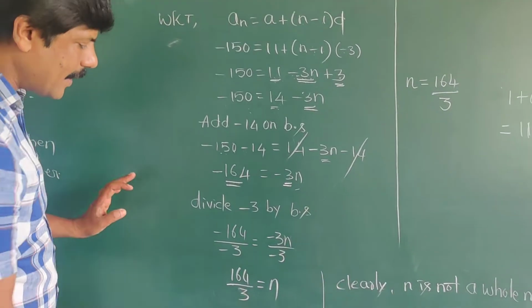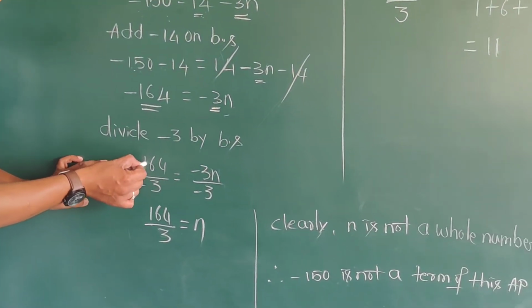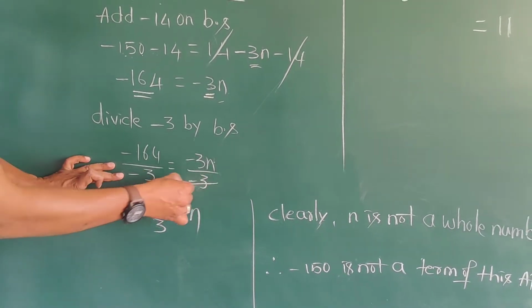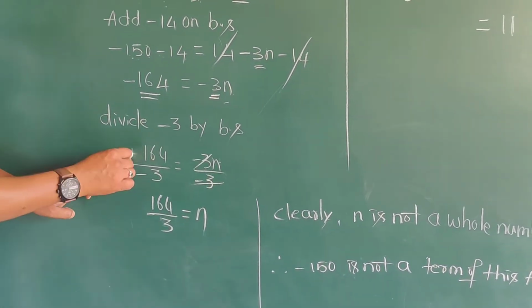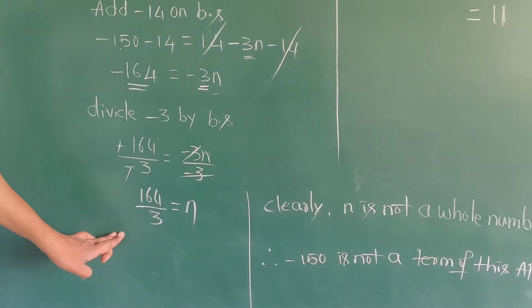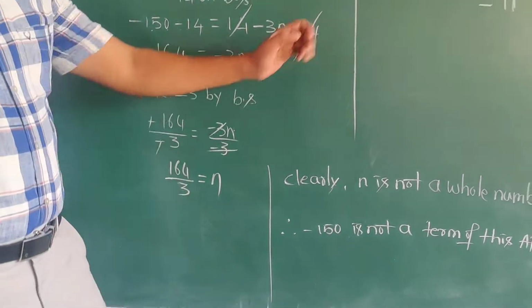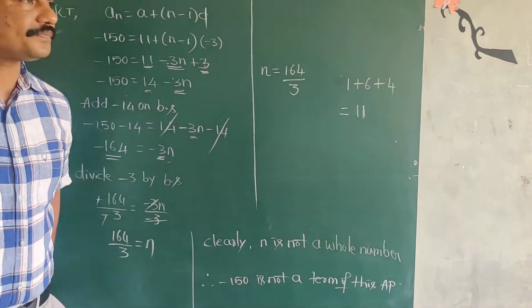Now since we have to find the n value, divide both sides by minus 3. Thus we get minus 164 by minus 3 is equal to minus 3n by minus 3. Minus 3 gets cancelled, minus 1 gets cancelled. What is remaining is n is equal to 164 by 3.